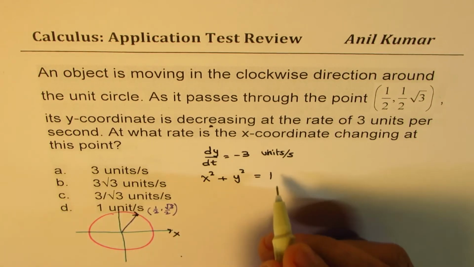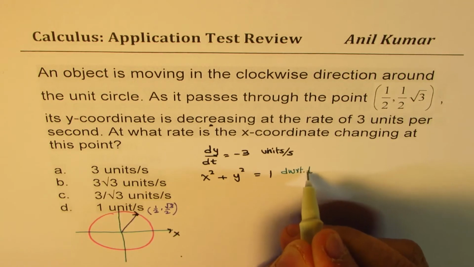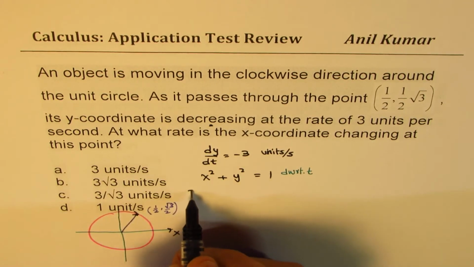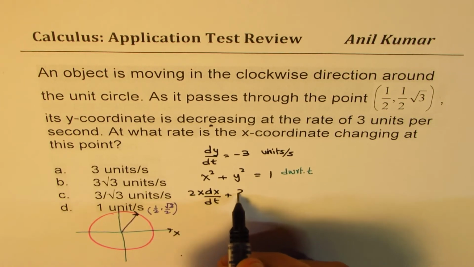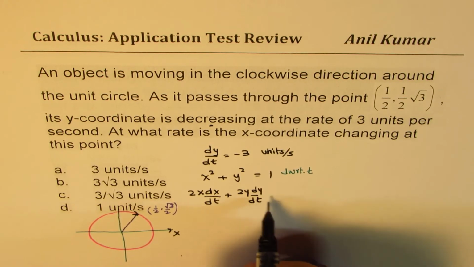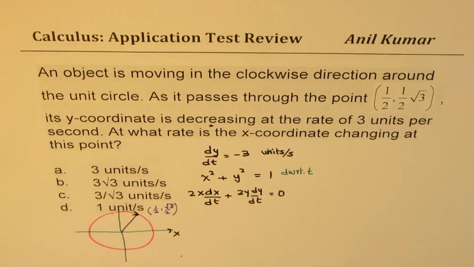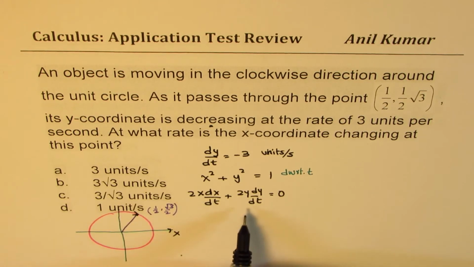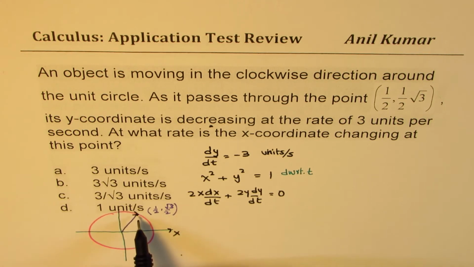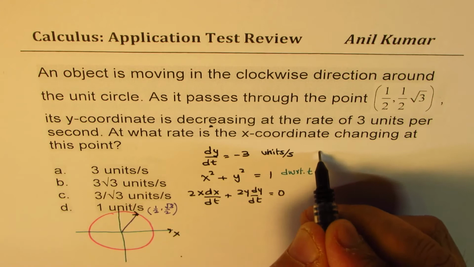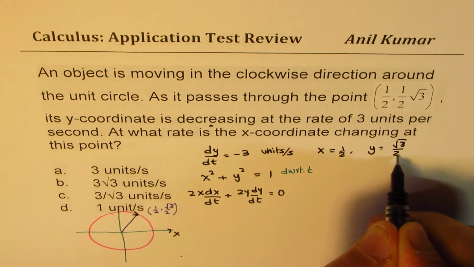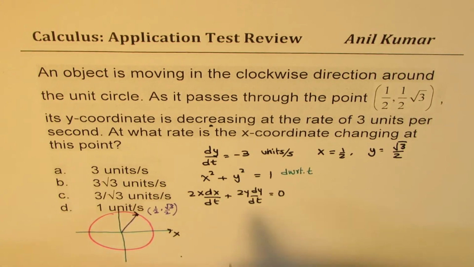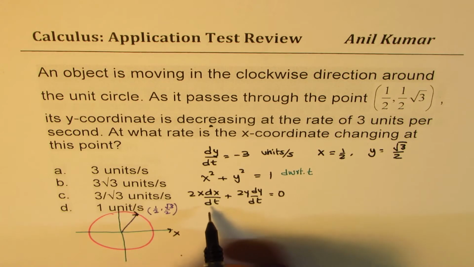Now differentiating both sides with respect to time, what do we get? We get 2x dx/dt + 2y dy/dt = 0. So implicit differentiation is very important. Now that's what you get, and we need to find dx/dt at the given position, right? We know the values: x is 1/2, y is √3/2, and dy/dt is minus 3, correct? So we can isolate dx/dt from here.